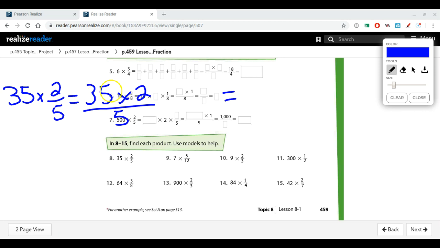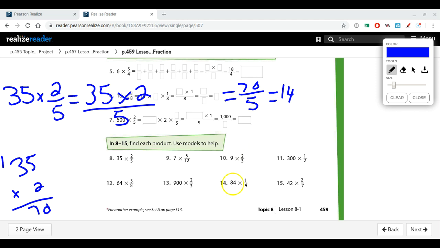So when I do 35 times 2, I need to find that. So if I need to multiply that off onto the side to find 35 times 2, I'm going to do that. So 2 times 5 is going to be 10. I regroup. 2 times 3 is going to be 6, plus 1 is going to be 7. So I end up with 70 over 5. And then I have to look at how many times 5 is going to go into 70. And 5 goes into 70 14 times. So my answer on that one is going to be 14.